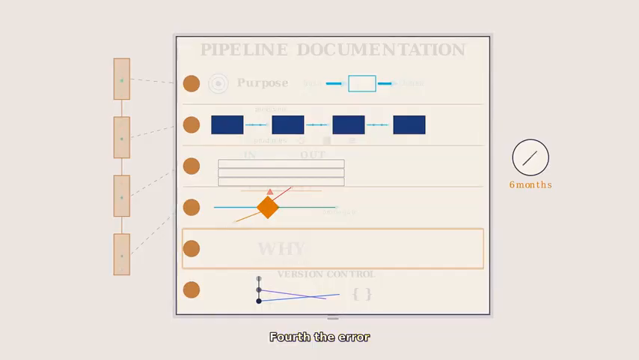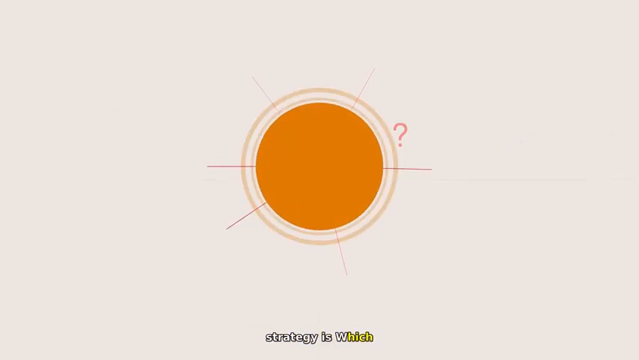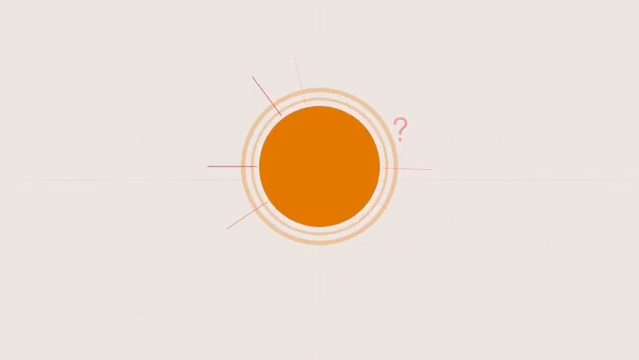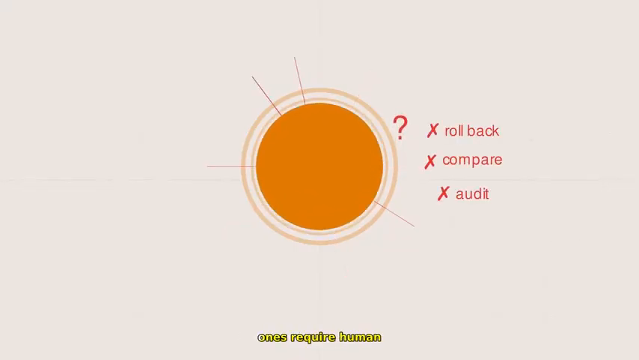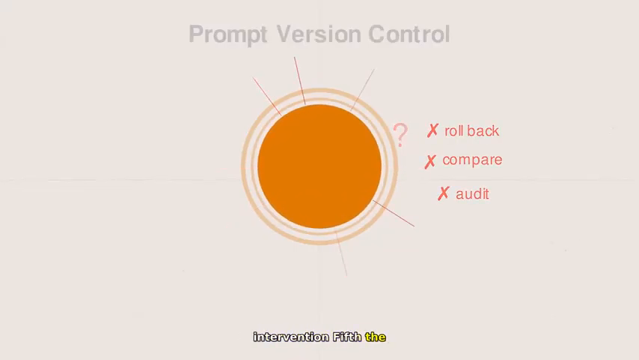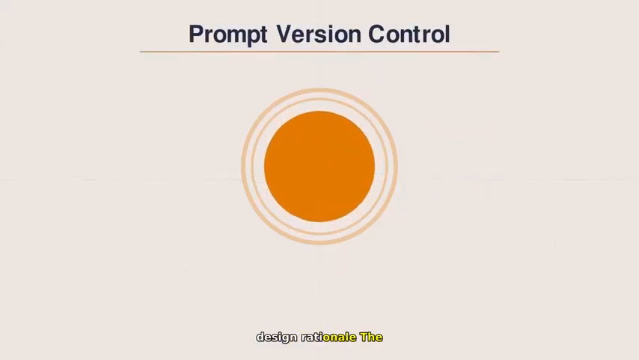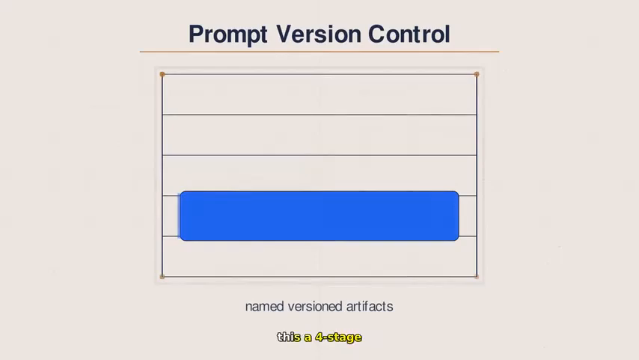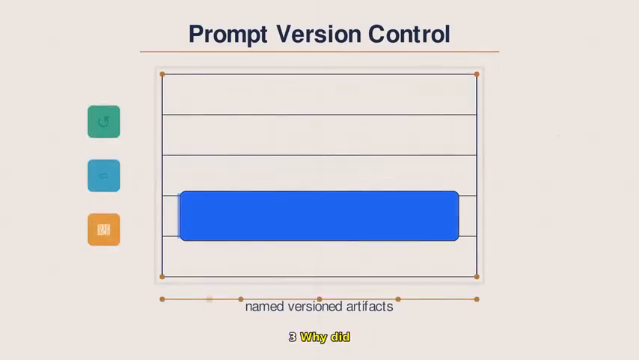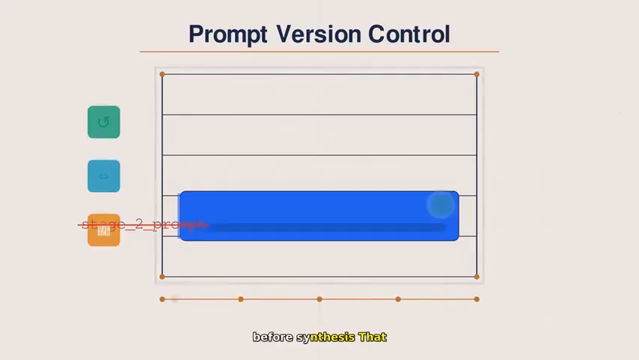Fourth, the error conditions each stage can produce and what the handling strategy is. Which errors propagate forward? Which ones trigger a fallback? Which ones require human intervention? Fifth, the design rationale, the why behind key decisions. Why is this a 4-stage pipeline rather than 3? Why did you choose JSON over Markdown for intermediate formats? Why does filtering happen before synthesis?